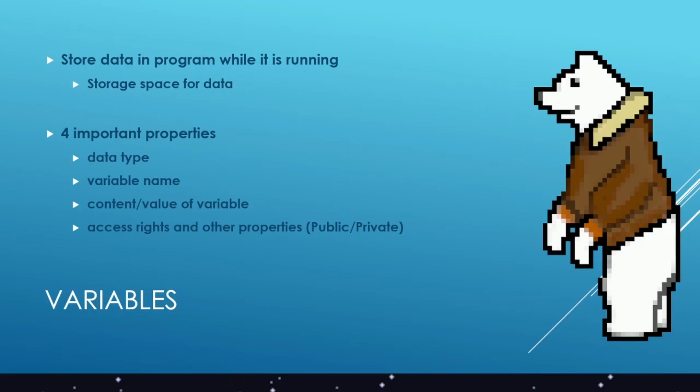The last point are the so-called access rights and some other properties, like whether the variable is static or dynamic, whether the variable is public, private, or protected. But this is something for a more advanced course. We are only starting to create our own variables at the moment, and I want to make sure that you understand the concepts behind these variables as much as possible.